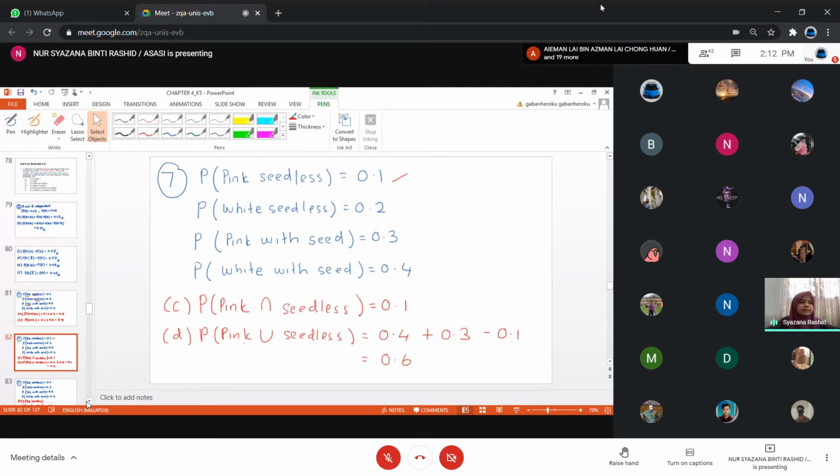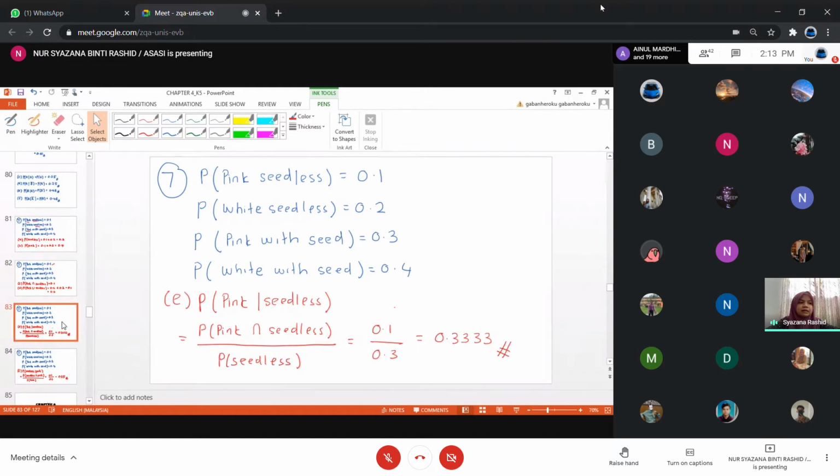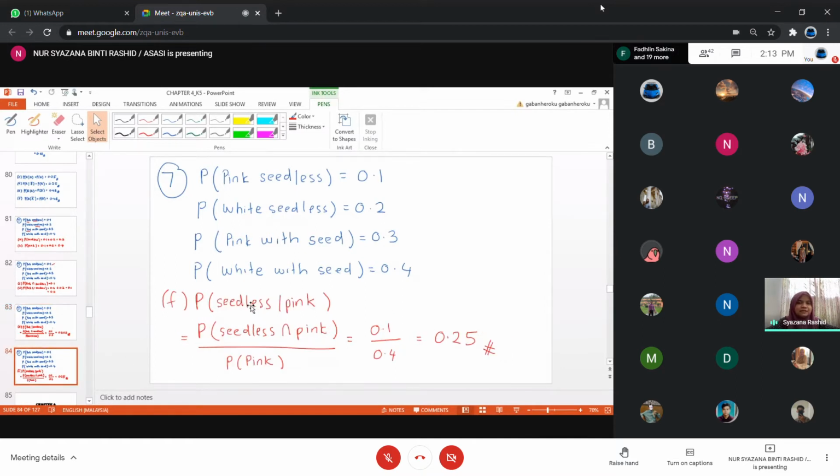Okay, and lastly is the conditional part, question E and F. So if you refer to question E and F, dia guna dua-dua benda yang sama sebenarnya, pink seedless. Yang ni tadi dia kata find the probability of pink given seedless. Yang ni pula dia kata find probability of seedless given pink. So nampak macam sama tapi kalau you tengok jawapan dia berbeza.